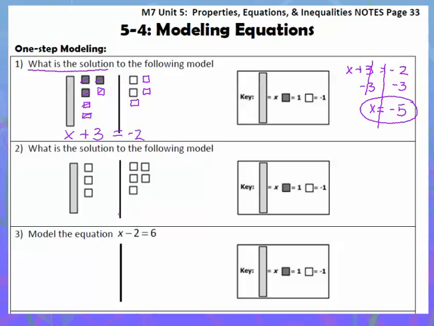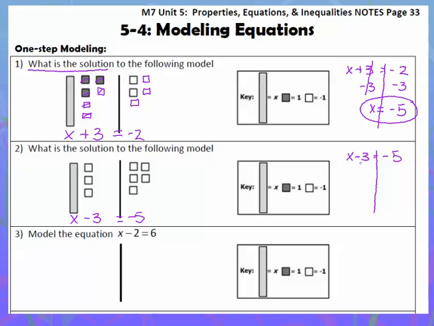Alright, so let's go over this one together. I have a bar, which means an x. These are negatives, so I have -1, -2, -3, so -3 on this side, an equal sign. And then I have -1, -2, -3, -4, -5 on that side. Now I need to solve it. X minus 3 is equal to -5.